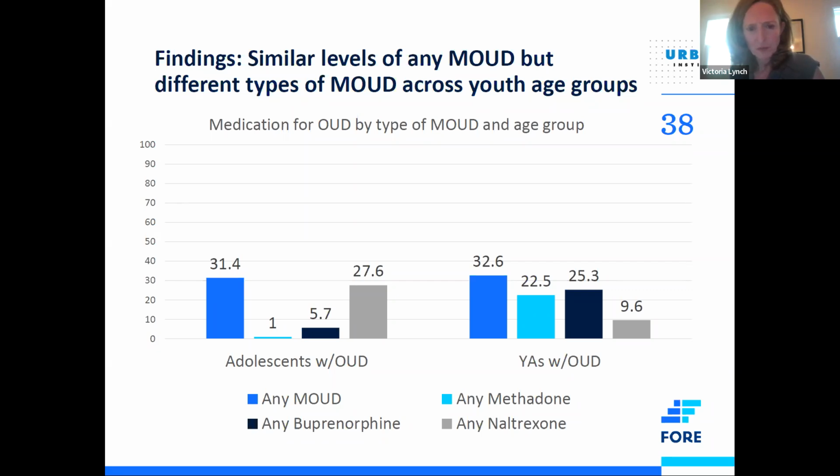Also variation in buprenorphine: we see 5.7% across the 5-state sample for adolescents, compared to 25% of the young adults. And then naltrexone is pretty different. You can see that 27.6%, in the gray, of the adolescents had naltrexone at some point in the year, compared to close to 10% of the young adults with OUD.